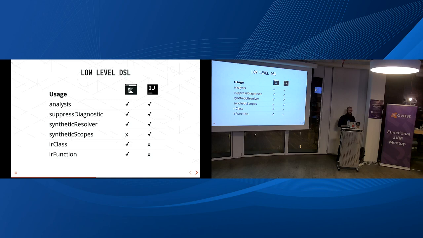So the low-level DSL basically offers all the APIs that you have from the Kotlin compiler by itself. And this list is way too long to cover, and I'm not going to cover it here. But it basically maps one-on-one with the API of the Kotlin compiler. So everything that you can find here, you can also find there.